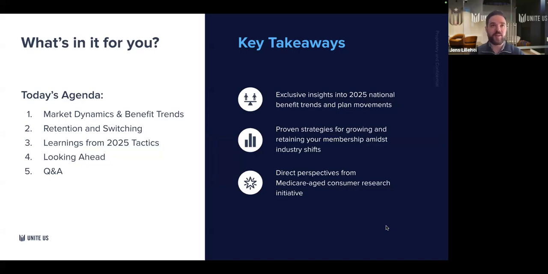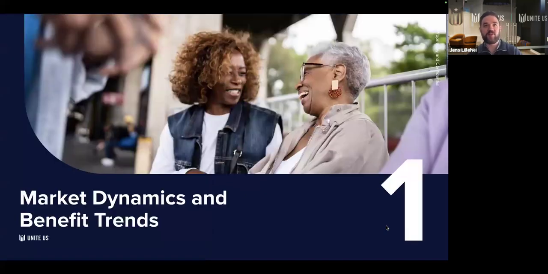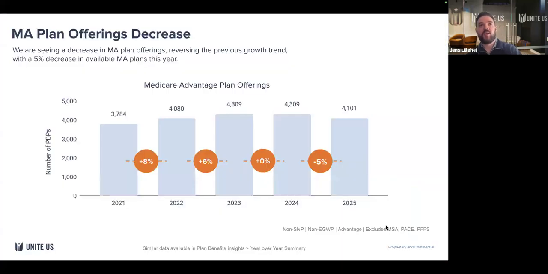So with that, I'm going to jump into the market dynamics and benefit trends we saw this year. One of the things we're seeing in the MA space, and if we're looking at non-SNP, non-EGWP Advantage plans, excluding the plan types noted in the bottom of the slide, we're seeing overall over the last 5 years a deceleration in the number of Medicare Advantage plan offerings.